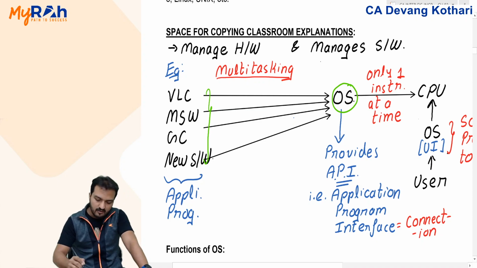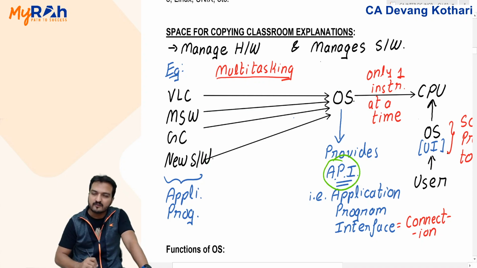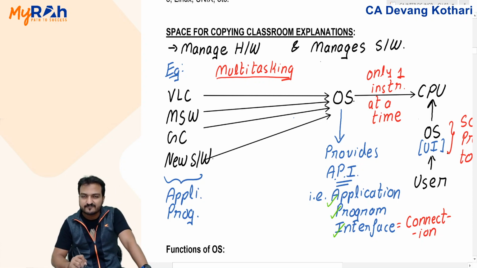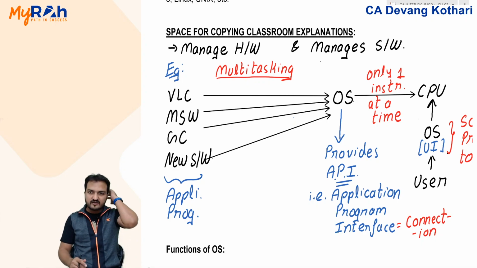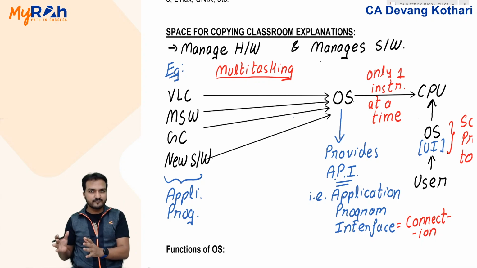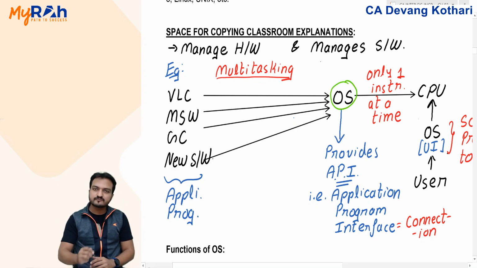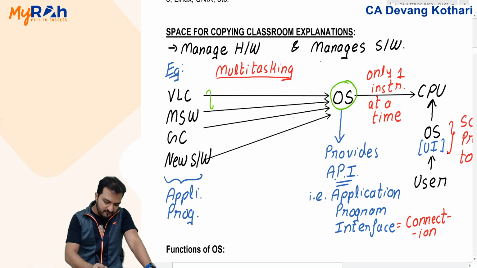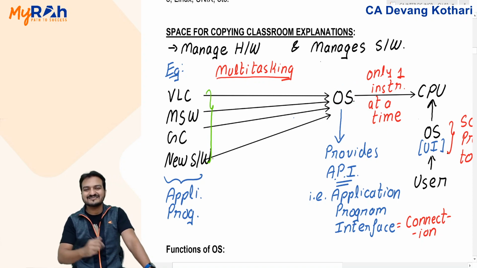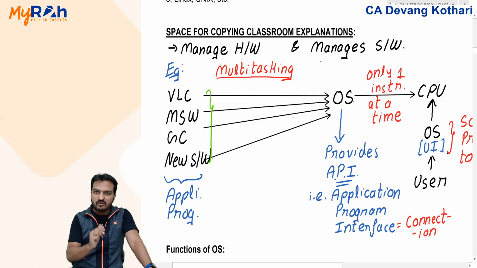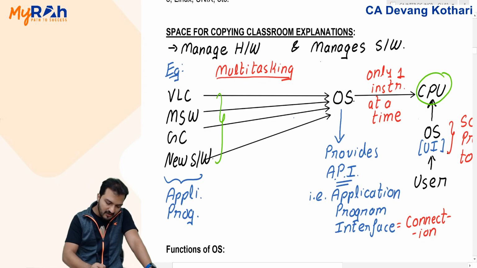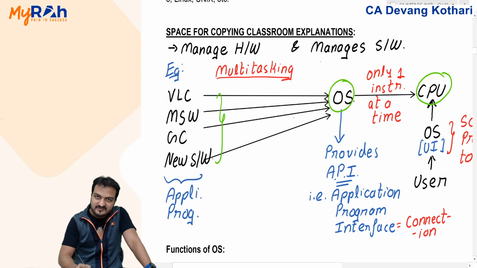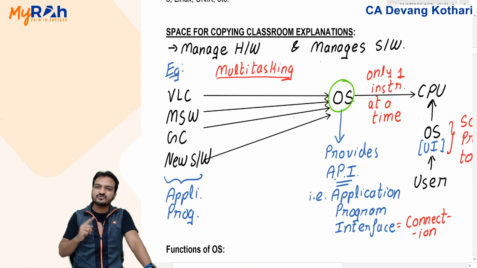Operating system here provides an API, application program interface. Interface means a connection. So the operating system provides a connection to these different programs to access the CPU. Now none of the programs can directly access the CPU. Each of these programs will give instruction to the operating system, and the operating system will forward that instruction to the CPU.